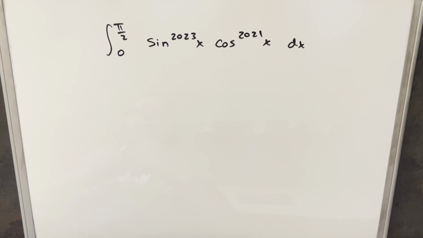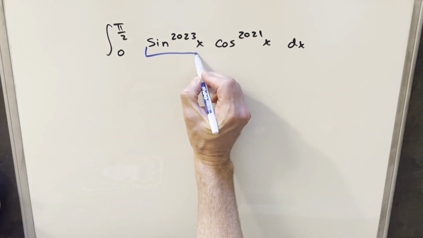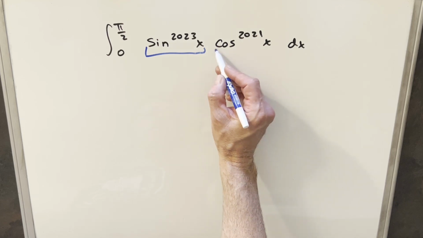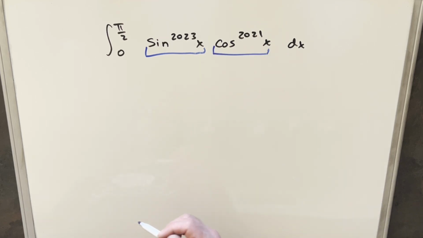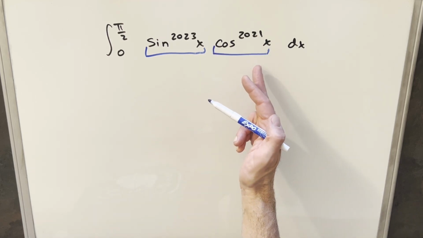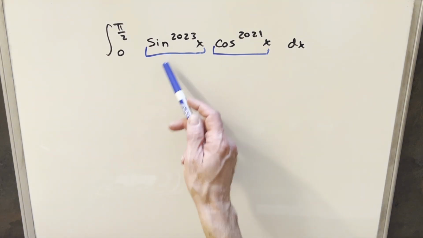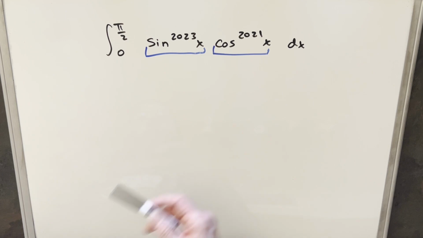Okay, the thing that got my attention here is I think I've done this exact integral, maybe with sine 2023x but without the cosine. And I've done things really similar to cosine 2021x. I think recently we had one that was 2023x. I don't think I've ever done this with both the sine and cosine having a large exponent. And of course, the way I wanted to approach this is with the beta function.